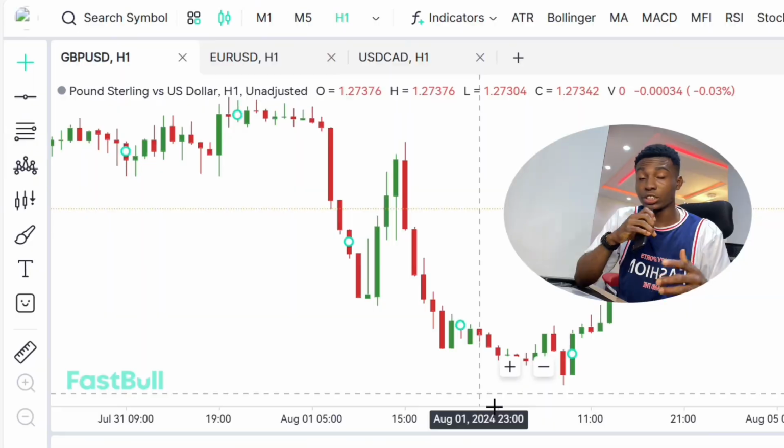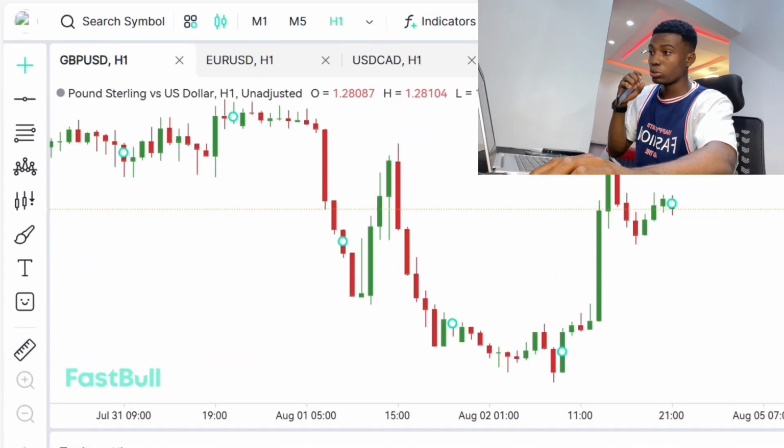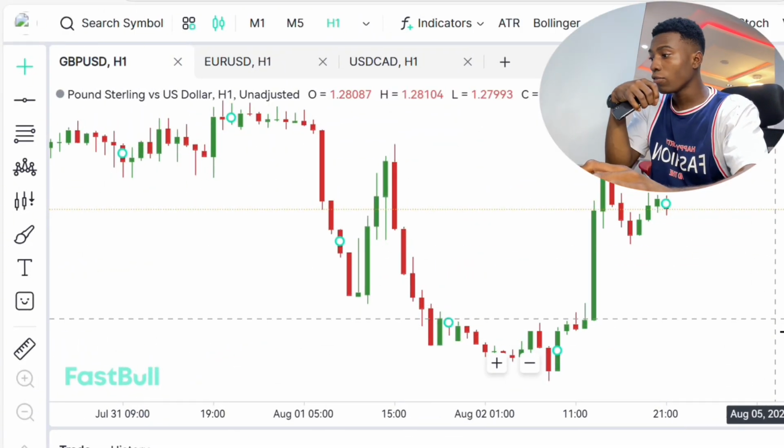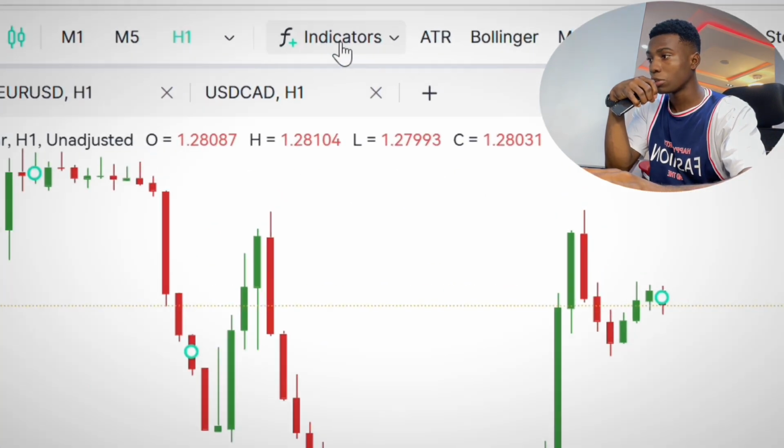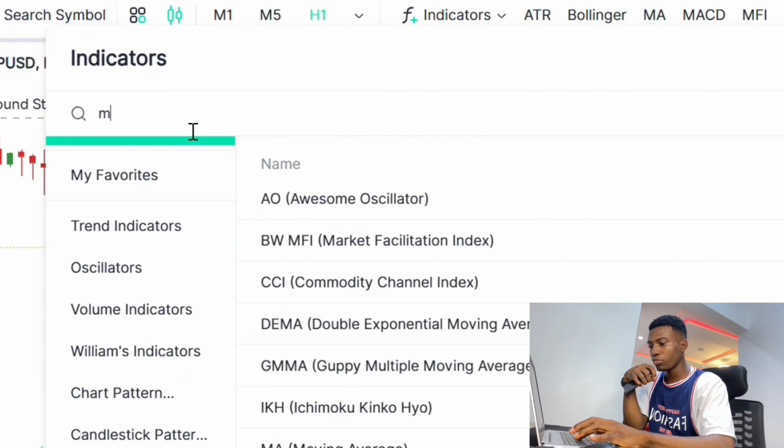The big question in the room is, what are moving averages? If you've been watching the channel for a while, you already know the moving averages, but if you're watching for the first time, let me go ahead and add it up for you to understand everything. In order to add indicators, come into this indicator section and tap into it. Then you can tap in moving averages.